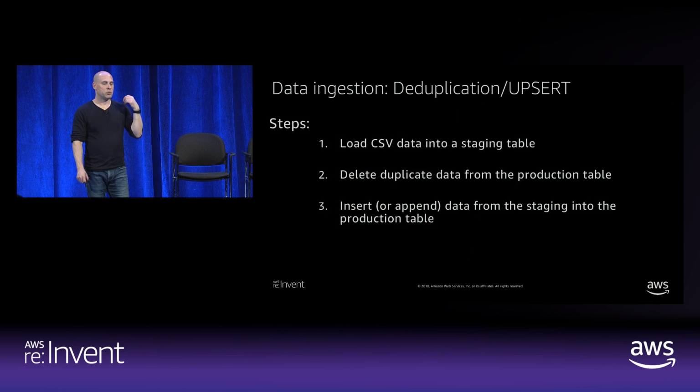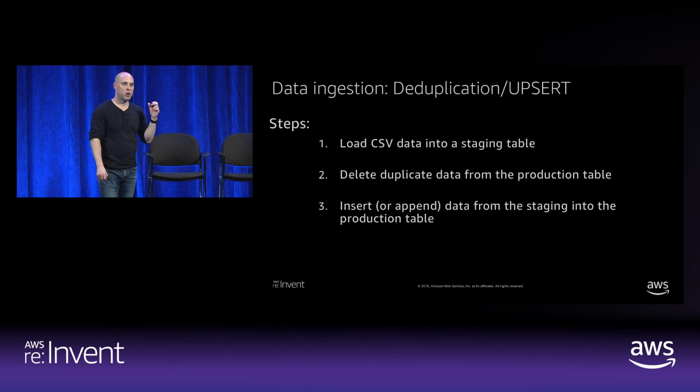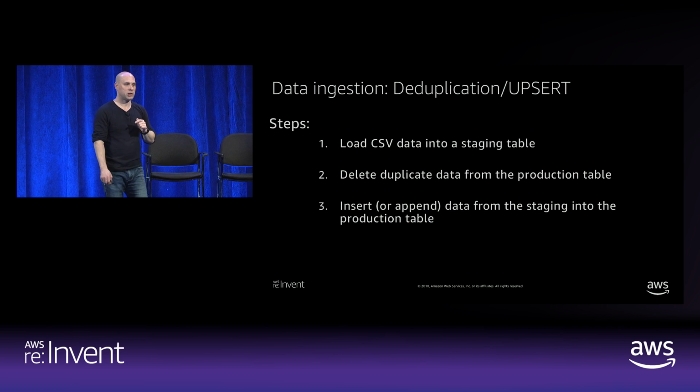What we end up doing is we want to load that CSV file into a staging table. Then we're going to delete the duplicate rows, or the rows that are going to match, out of the production table. And then we're going to insert every row from that staging table into our production table.